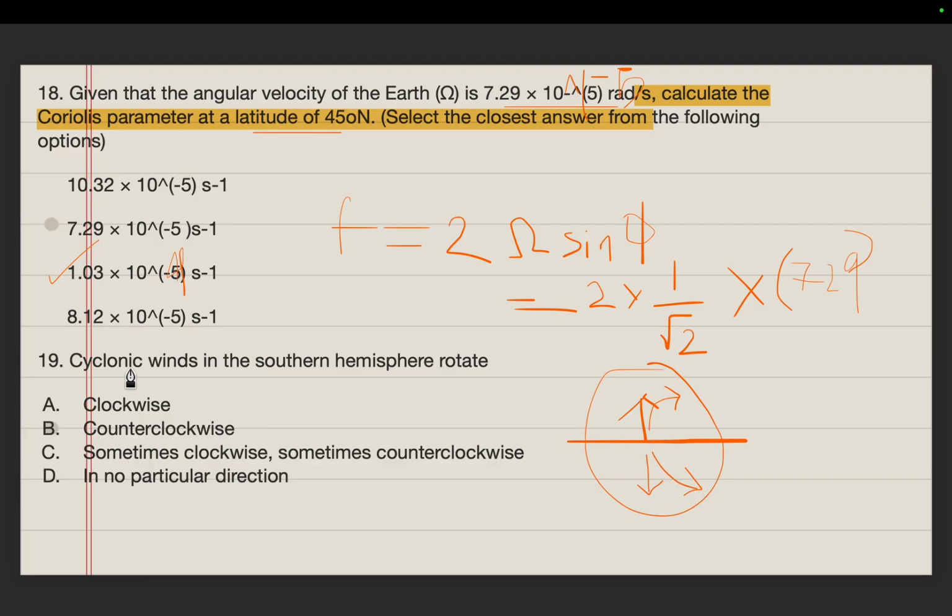Also, cyclones are formed when there is a low pressure system in the inner region and a high pressure system in the outer region. This cyclone can generate in either hemisphere, northern or southern. Now this question is, cyclonic winds in the southern hemisphere rotate in which direction?